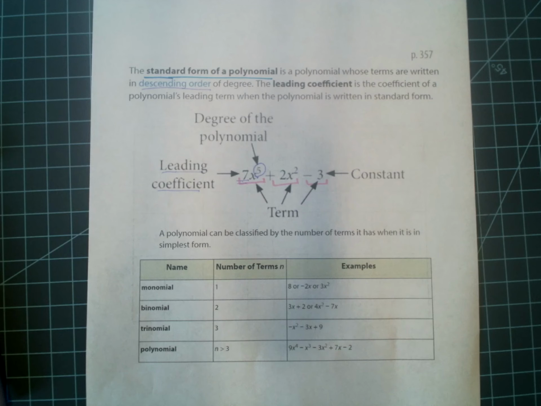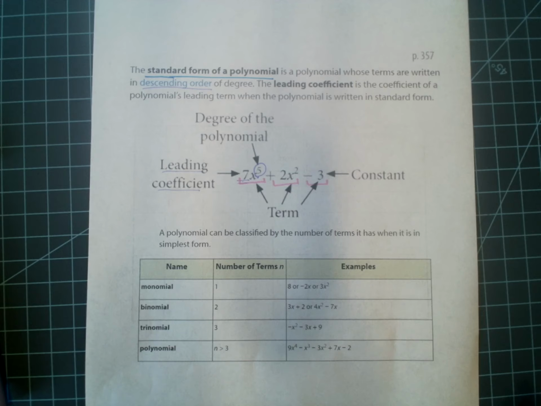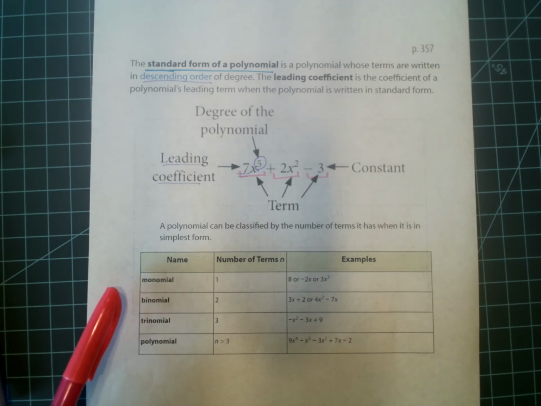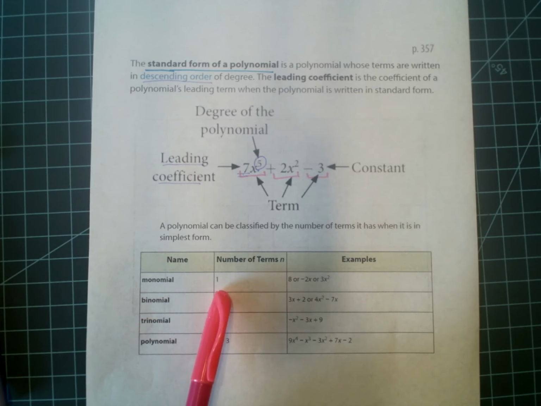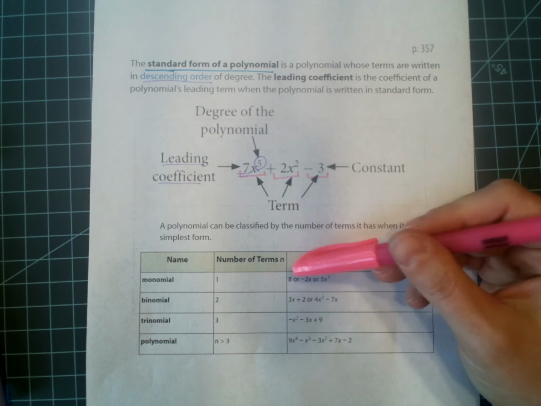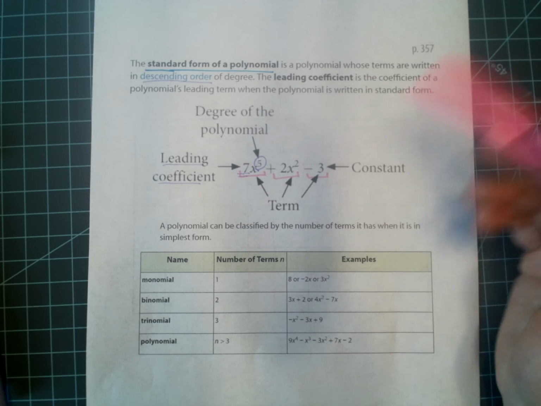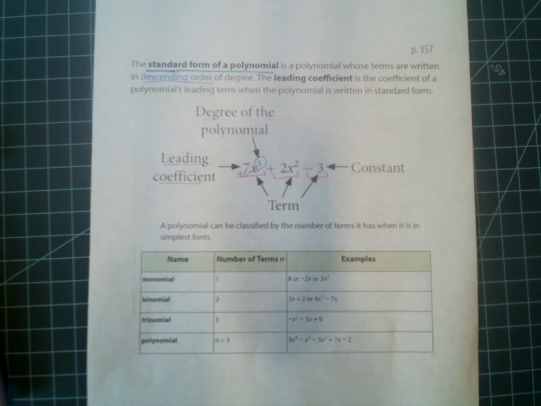Now, a polynomial can be classified by the number of terms it has when it's in simplest form. A monomial is a polynomial that only has 1 term. So examples of that would be 8 or negative 2x or 3x squared. Notice there are no plus signs or minus signs in a monomial.